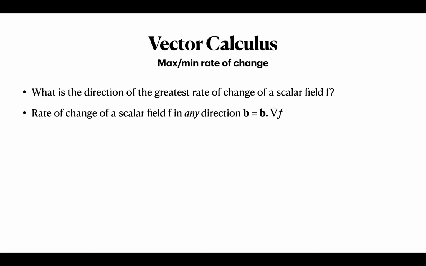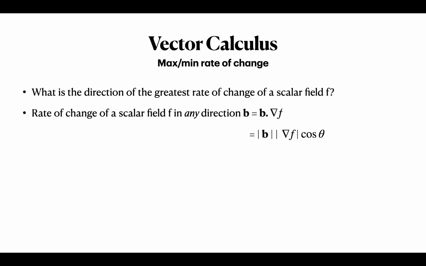Now, the rate of change of a scalar field F in any direction B, by definition, is B dot the gradient of F. That's it. So that's the rate of change of F in any direction is B dot grad F. Now, the scalar product of two vectors has two ways of being calculated. You can use the component form, which we've already done, or you can use what's called the geometrical interpretation. And what you do to get the dot product of two vectors is you get the magnitude of the first vector, you get the magnitude of the second vector, and you get the cosine of the angle between them. Okay? By definition, that's what the dot product is.